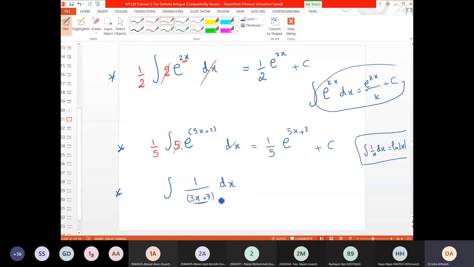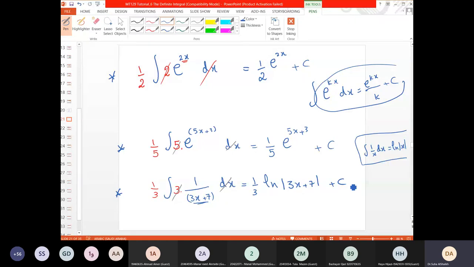So what's the derivative of 3x plus 7? It's 3. So I divide by the 3 as well. Now this 3 goes with the dx, and the integration, with 1/3 outside, is ln of the absolute value of 3x plus 7 plus, of course, the integration constant. Good? You got it now?